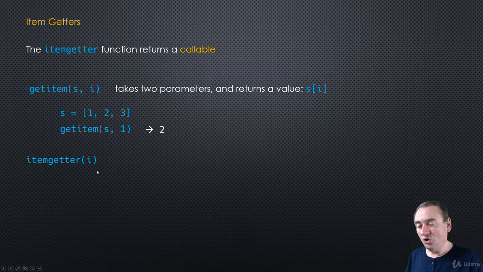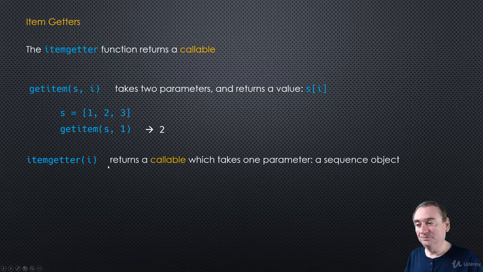So now this is a callable, so it's going to be a function, but it still needs the sequence itself. So item getter I is a callable, which takes a single parameter, the sequence object, right? The one that's missing. When we had get item, we had two parameters, s and the index I. Here we only have I, so we still need to pass it the sequence. So for example, we can say f equals item getter 1. So what is this going to be? Well, this is going to be a function, a callable. F is now a callable that will take a single parameter, which will be a sequence object, and it will always return the second element of that sequence object, if it exists, no matter what the sequence is.